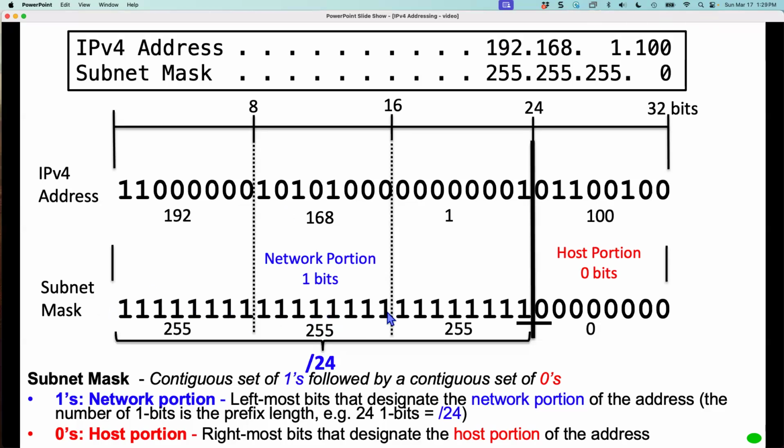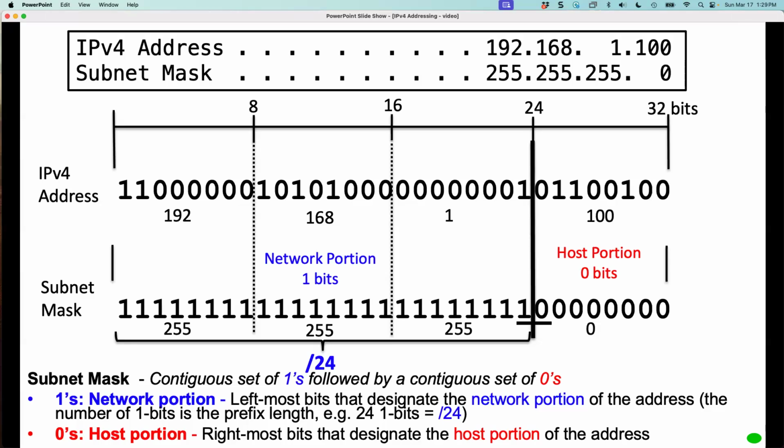If I count the number of 1 bits, that's 24. That's how we get the prefix length. It used to also be called slash notation, but it's known as a prefix length. We can identify the subnet mask either way, 255.255.255.0, or /24. Usually prefix length is a little easier.